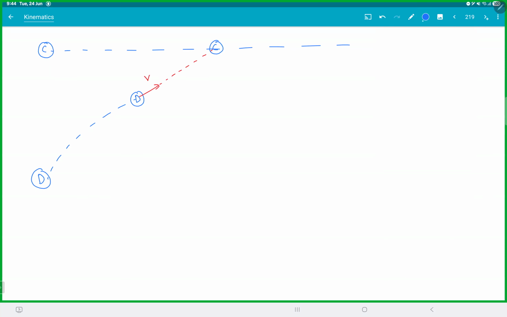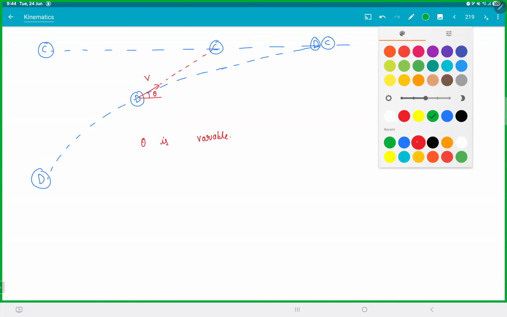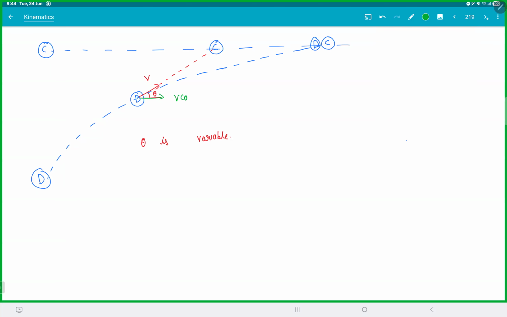So at this instant, let the angle be theta. Remember, theta is variable. So every instant your theta is changing. So next moment the dog will come here. So this will go on like this, and eventually the cat and the dog, they will meet. If you look at the horizontal component, this is v cos theta. V is constant, but theta is variable. This is the horizontal component of the dog.